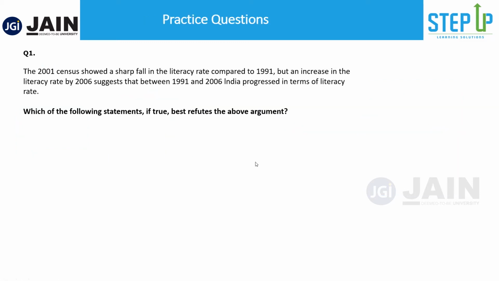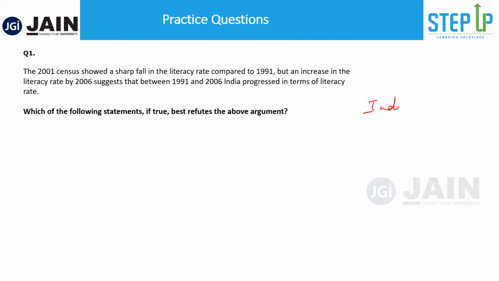So here's the first question on the screen. I would request folks to pause the video and you might want to attempt on your own before you see the solution. All right. So the question says, the 2001 census showed a sharp fall in the literacy rate compared to 1991, but an increase in the literacy rate by 2006 suggests that between 1991 to 2006, India progressed in terms of literacy rate. Okay, so we have the India literacy data.